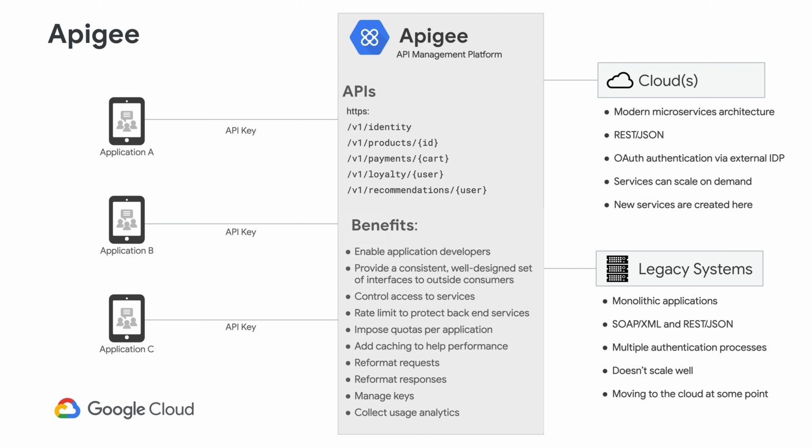We'll impose quotas per application, add caching to help performance, reformat the request, reformat the response, manage the keys for all of these different applications, and collect usage analytics to help tune the whole program. So those are all different things we can do by inserting API management into this picture.